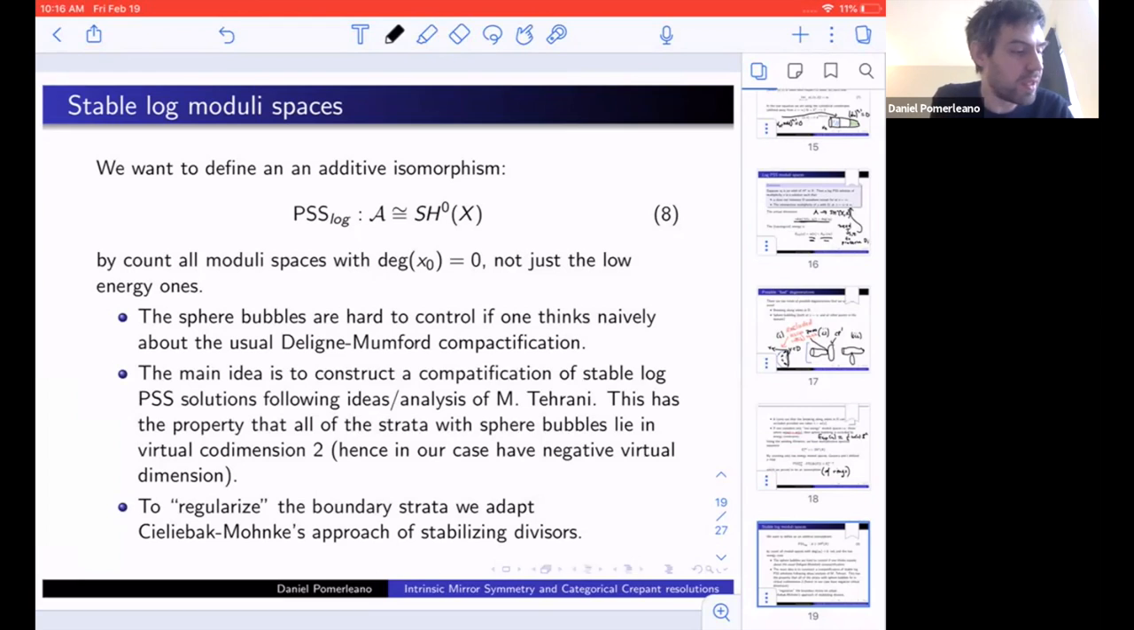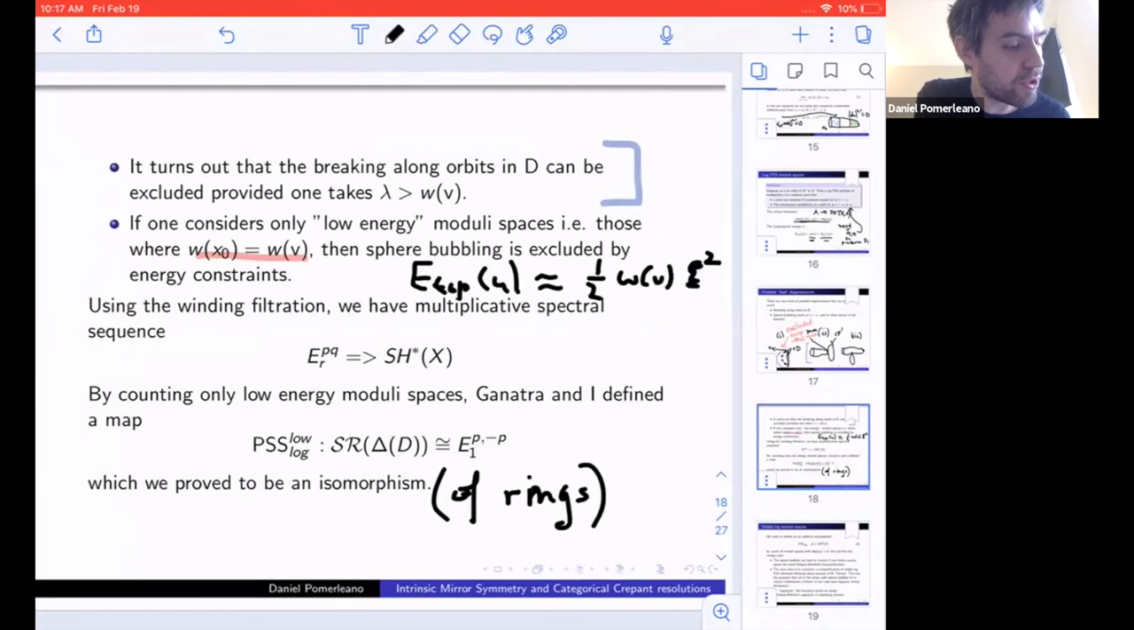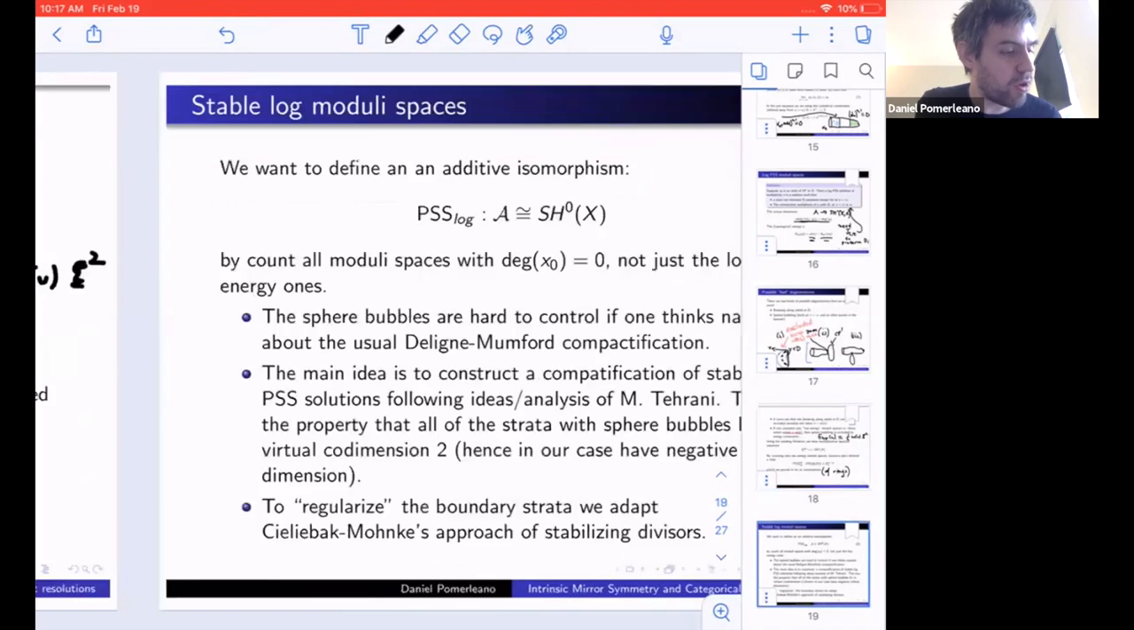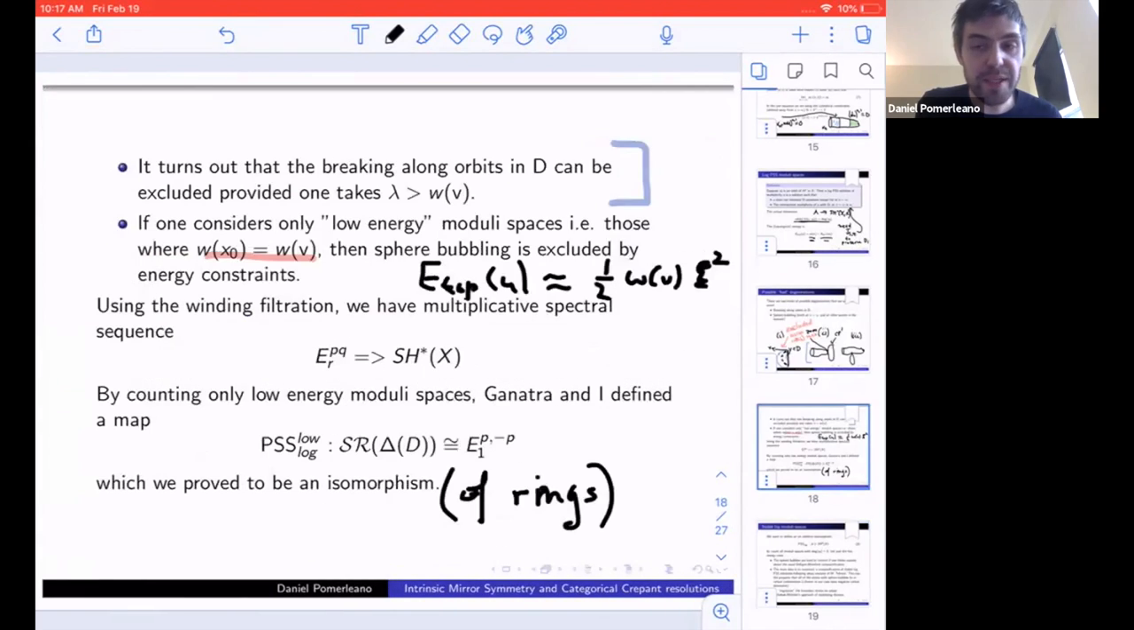using stabilizing divisors. So this fits in very naturally when you're doing relative Gromov-Witten invariants. So I'm able to adapt their approach and actually get a chain map, and once you have the chain map, then it's actually pretty easy to deduce from its filtered version. If you pass to the associated graded, it will be this low energy log PSS map that we've studied earlier. And so once you've defined the chain map in this way, it's automatically an isomorphism, assuming this previous result, and we get the fact that the symplectic cohomology is a deformation of this Stanley-Reisner ring.